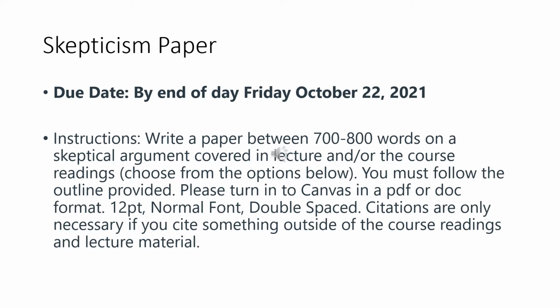There's 4 different options for you to choose from. And you must follow the outline that I am about to provide. If you do not follow the outline, your paper will not be accepted and you will have to rewrite it and return it back in for a late penalty. Please turn it into Canvas in a PDF or a doc format document, 12-point font, normal font type, double-spaced, and citations are only necessary if you cite something outside of the course readings or lecture material. Otherwise, no need for citations.